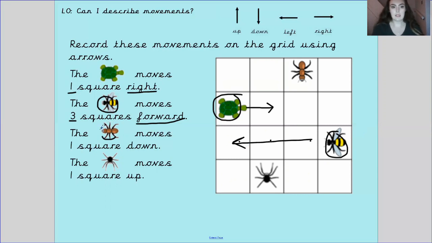Our next one is the ant moves 1 square down. So we need to find the ant on our grid and move him 1 square down. Remember to look at which way that arrow is pointing. Have a go, pause the video. Well done, the ant has moved here, 1 square down. And lastly, the spider moves 1 square up. Remember to look at which way that arrow is pointing. 1 square up. Pause the video. Well done, the spider has moved here, 1 square up.